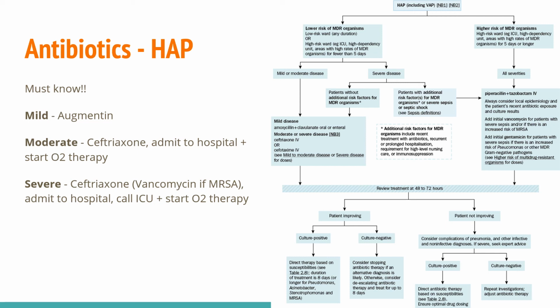Moderate, ceftriaxone, and severe is ceftriaxone again, or vanc if it's MRSA. Same thing, moderate, you're starting O2 therapy. Severe, you're admitting to hospital, you're calling the ICU, and you're starting O2 therapy. So again, with your hospital acquired, 2 out of 3 of these are ceftriaxone. So if you say ceftriaxone, it's not a bad guess. I think even if you said amoxicillin for mild, you could probably get a half mark. So if you remember that your mild is your amoxicillin and ceftriaxone is your severe, it's just the middle one that changes, really.